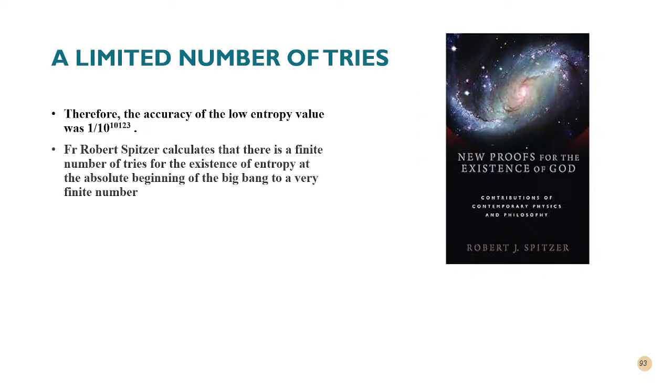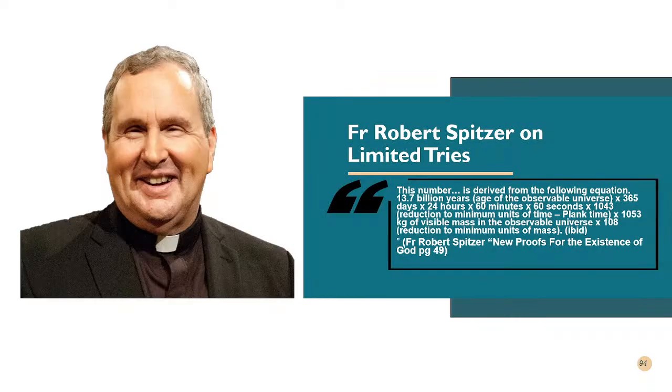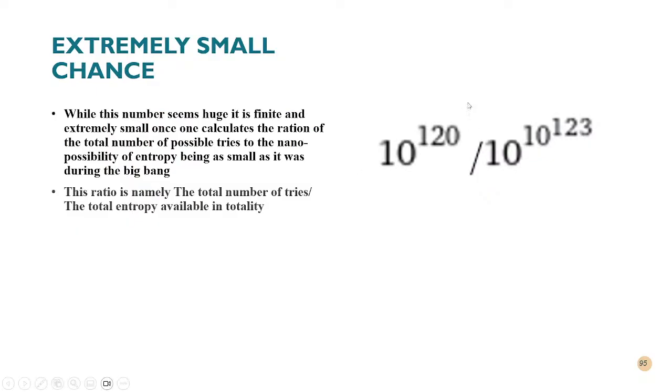And this argument is strengthened by an equation that Father Robert Spitzer illustrates in his book New Proofs for the Existence of God, in regards to the finite number of tries for the existence of low entropy at the absolute beginning of the Big Bang. This number, he states, quote, is derived from the following equation: 13.7 billion years, age of the observable universe, times 365 days, times 24 hours, times 60 minutes, times 60 seconds, times 10^43, which is reduction to minimum units of time, Planck time, times 10^53 kilograms of visible mass in the observable universe, times 10^8, reduction to minimum units of mass. And so the number on the left is the number of tries that Father Robert Spitzer is showing.